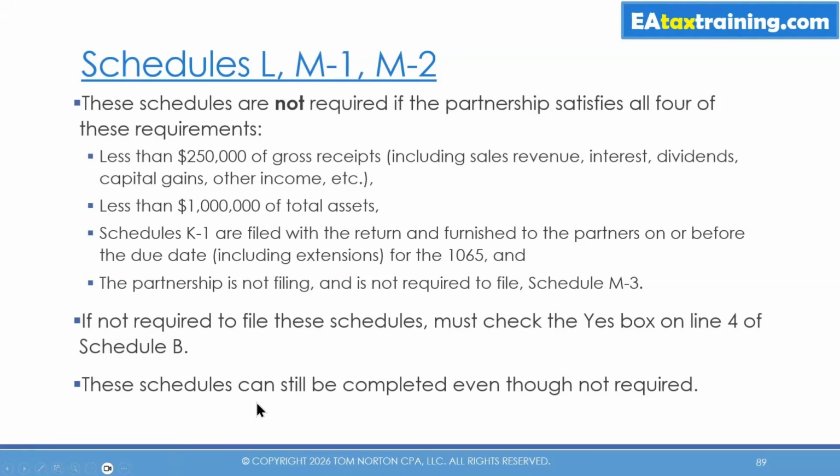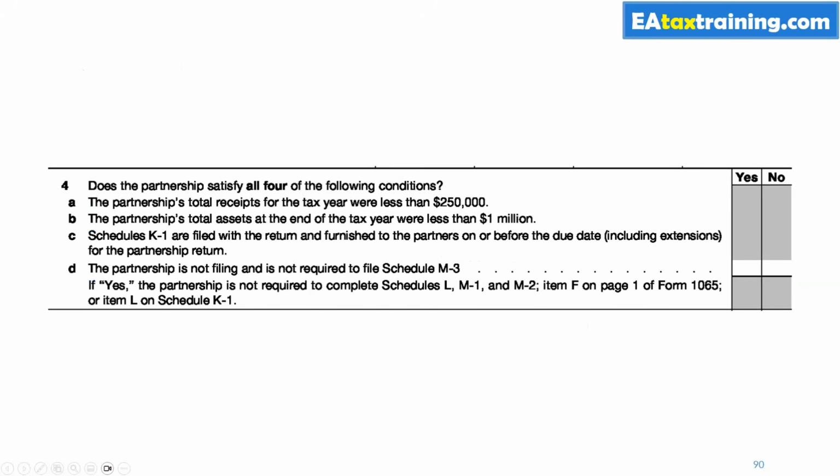Even if you're not required to complete these schedules, you can still if you want to. I usually like to fill these out for most partnerships, even if I'm not required to, but you don't have to. But if you want to, you're allowed to. So this is the part of Schedule B where you have to check the box. So it's just going over the 4 requirements: less than 250,000 receipts, less than $1 million of assets, etc. Check yes. That lets them know why you're not filing a balance sheet.